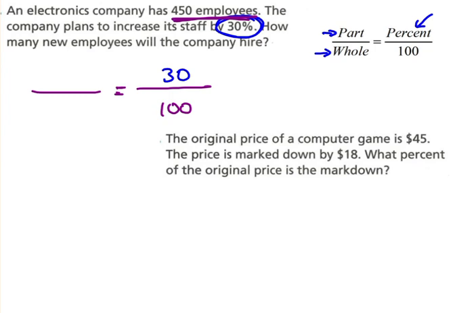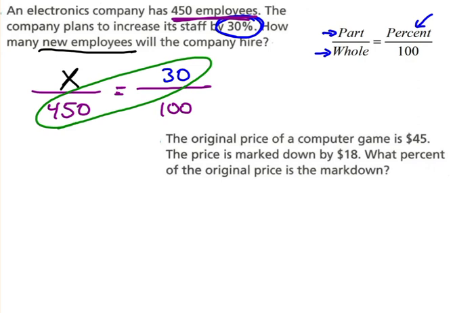Okay. I read it as an electronic company has 450 employees. That's all of the employees. That's the whole amount. So that goes down here. It wants to know how many new employees, so it wants to know the part. Okay. So the key is fill in those important pieces of information, and then we can go ahead and solve it. 450 times 30 divided by 100 gives me an x of 135.